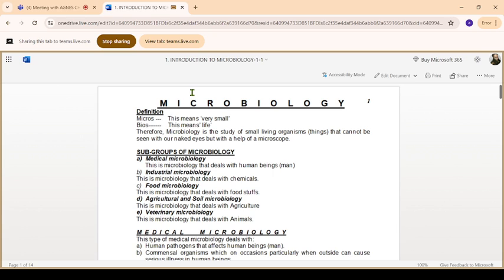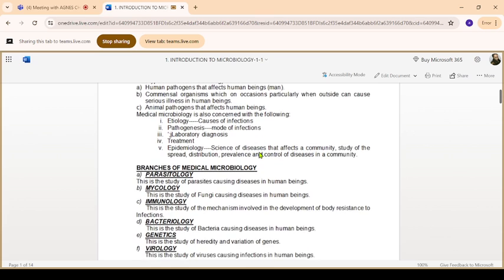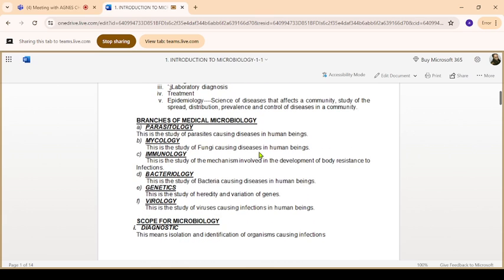Then we also have some subgroups of microbiology. We have medical microbiology, industrial microbiology, food microbiology, agriculture and soil microbiology, and also veterinary microbiology. All these will be looked at in detail in the next chapter. Now let us look at the branches of medical microbiology. We have some few branches of medical microbiology as follows.